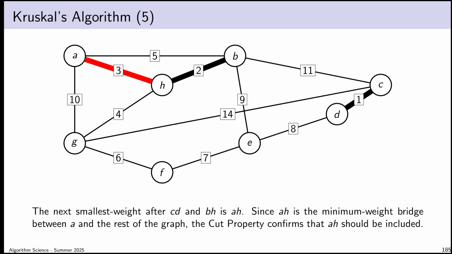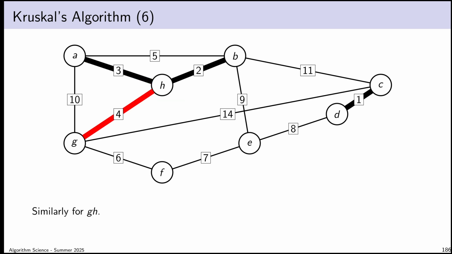The next smallest edge is this one here, edge 3. AH is the minimum weight bridge between A and the rest of the graph, or alternatively between this little chunk of the tree and the rest of the graph. So the cut property confirms that it must be in the spanning tree that I'm building. Similarly for GH, that would be the fourth smallest edge. So we've got 1, 2, 3, and then there's 4.